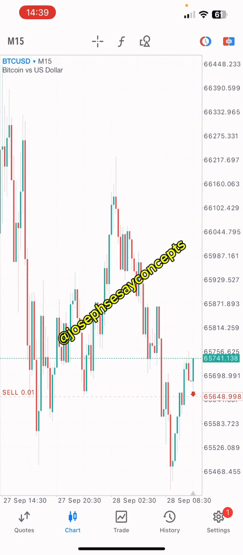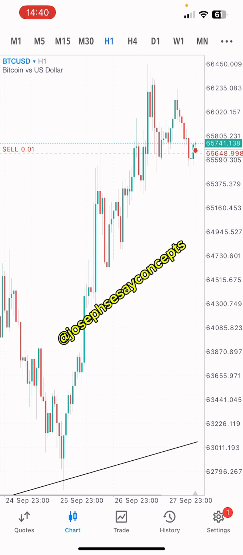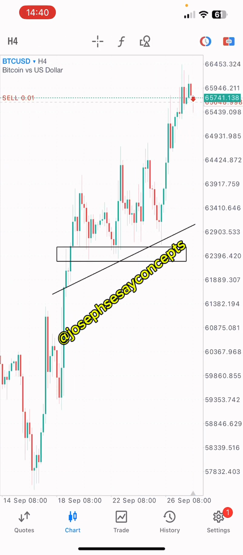The trade is currently against me, but that's not a problem. As far as we know, the market is going to go down. Bitcoin is going to sell. We even have a double top here as well. So Bitcoin is going to sell, and there's no need to worry about that at all.